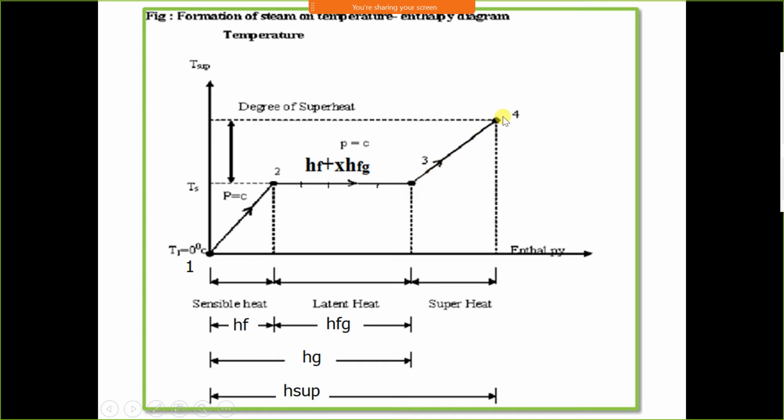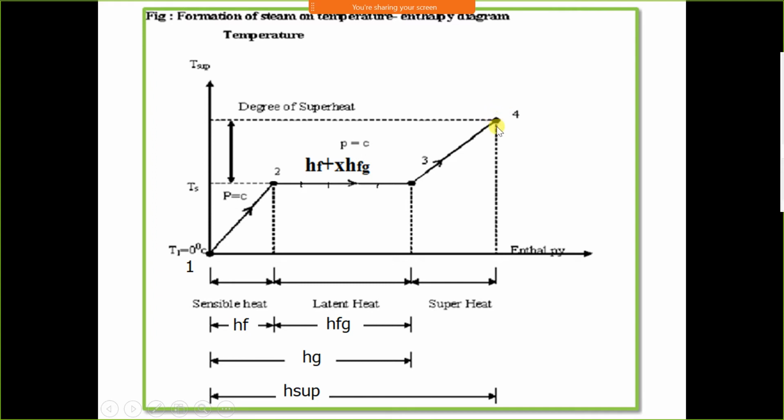Suppose I want to get the value for superheated steam at point 4. Suppose at point 4 pressure is 1 bar and temperature is 120 degrees Celsius. We know that at 1 bar, or 1 atmospheric pressure, that is 1.0325 bar, water boils at 100 degrees Celsius, and at point 4 temperature is 120 degrees Celsius. It means it is superheated. At 1 atmospheric pressure and 120 degrees Celsius, steam is superheated steam.